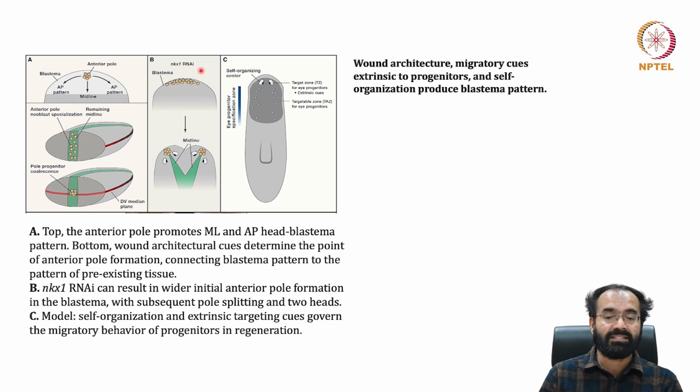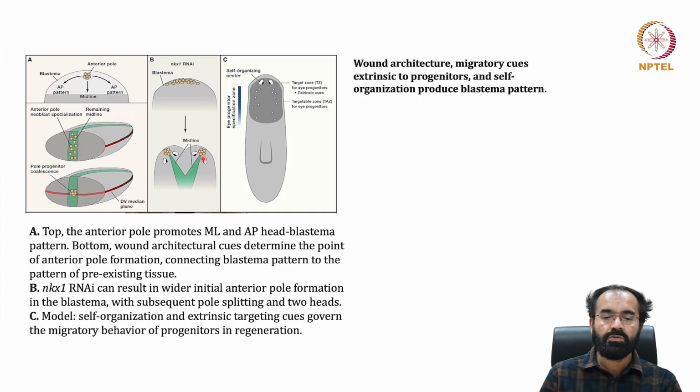Let us think about an example. This is NKX1 RNAi. NKX is a marker of circular muscles. And if you knock down NKX, PCG expression gets affected. And with this NKX RNAi, instead of having an anterior pole, you are having a spread out movement of the neoblasts, or this cone is not defined.